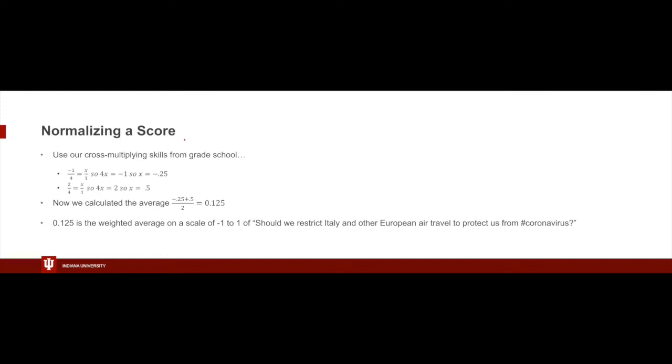So now we calculate the average. So we're going to take -0.25 plus 0.5 over 2. That gives us 0.125. And 0.125 is then the weighted average on a scale of -1 to 1. So that's what normalizing does. It makes it so that our scale is now between -1 and 1. So it normalizes it for all of those sentences. So when we get something like the Bernie 11111 tweet, it brings it back so it's more usable and doesn't inflate our results.